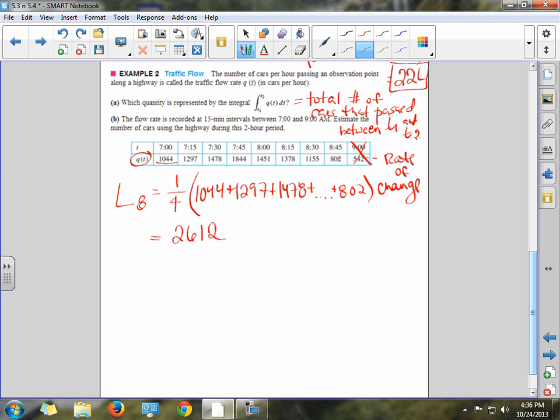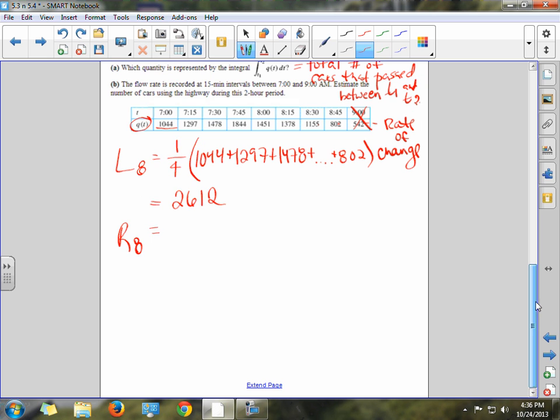So since I want a best approximation generally, I'm going to do the right sum, and then I'm going to average the two. So my right sum, remember for right sum, I'm not going to include the first point, but I'm going to include the last point.